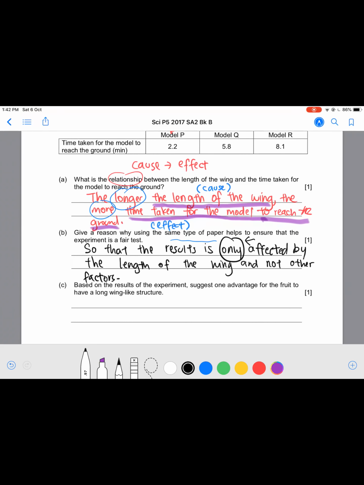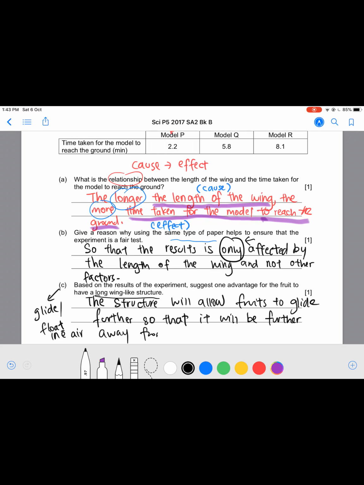Okay, so what happens when you have a long wing-like structure? You are able to, what do you think the keyword would be? Glide, float in the air. Alright, so the structure would allow fruits to glide further so that it will be further away from the parent plant.